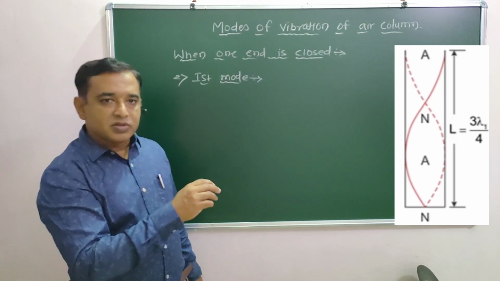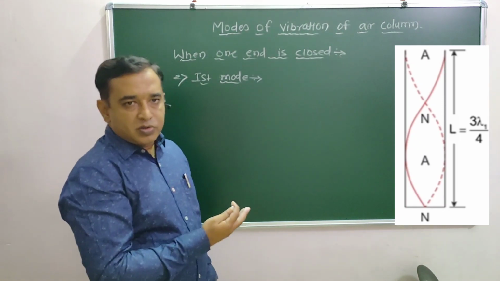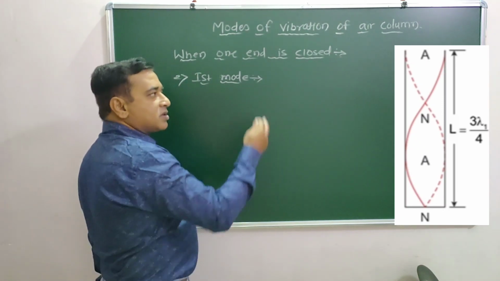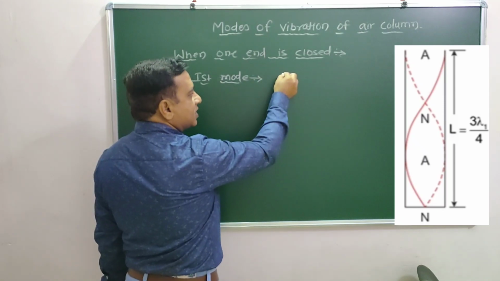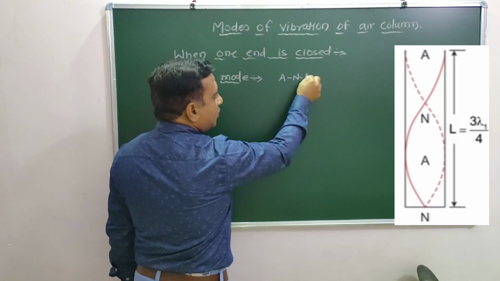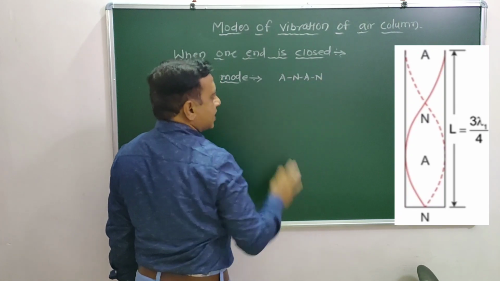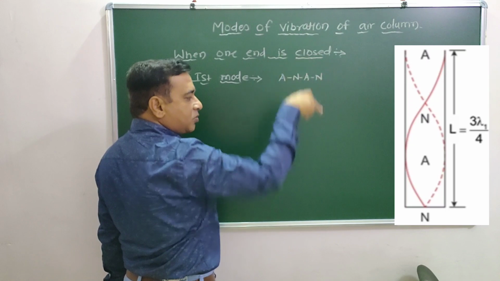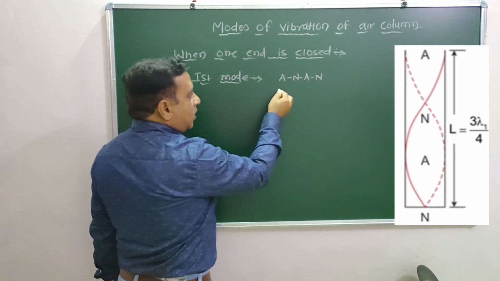So how many nodes and how many antinodes are formed? Two nodes and two antinodes are formed. Starting from the upper side, I take the sequence: first antinode, then the node, then the antinode, and then the node at the closed end, from top to bottom. So observe the diagram.